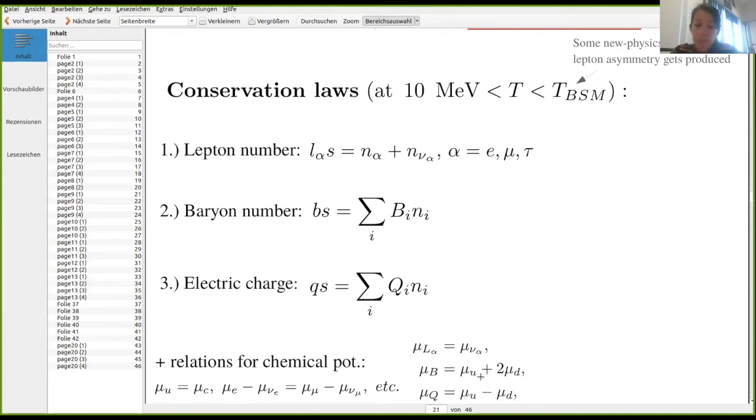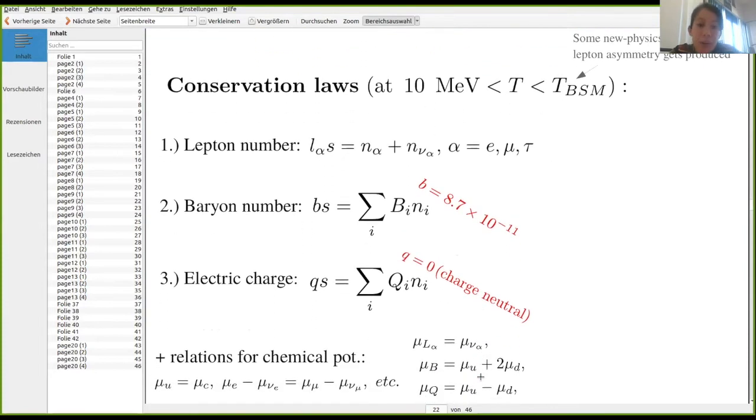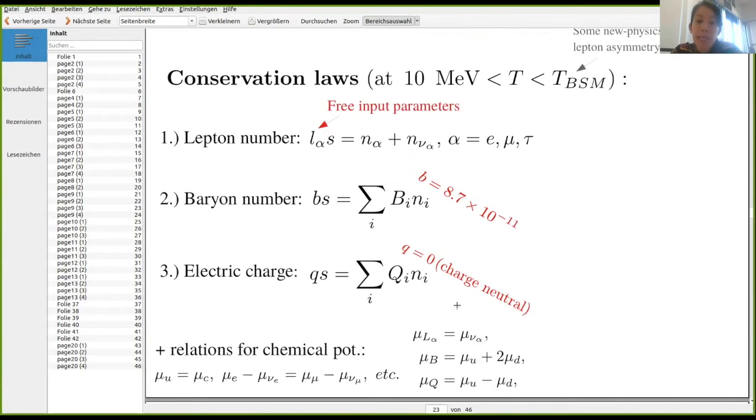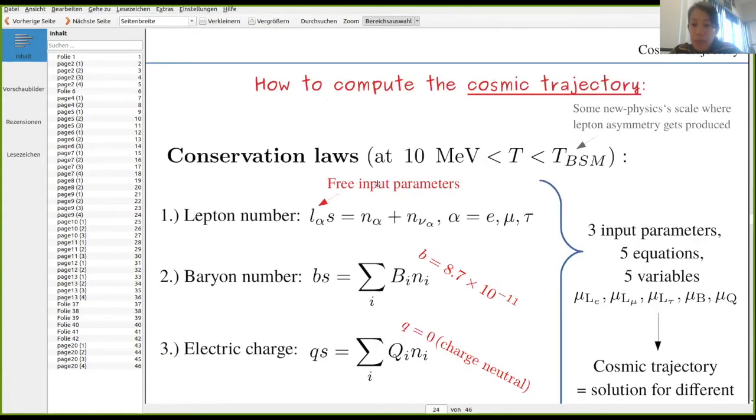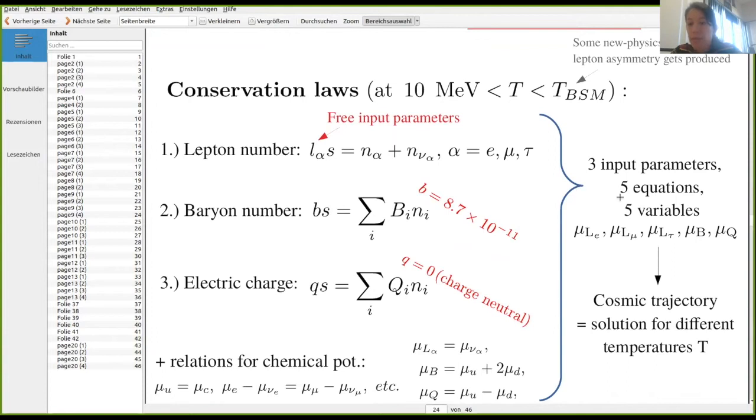equations here. And now it makes sense to assume again that our universe is charge neutral. So you can set Q equal to 0. This is a known quantity. The baryon number can also be fixed to what we know from the cosmic microwave background. And that means our only free parameters are the lepton flavor asymmetries that I will treat as free input parameters in the following. So just to sum up, we have 3 input parameters. We have 5 equations with 5 variables, the chemical potentials of the conserved charges. And if you solve this set of equations for different temperatures, you obtain the so-called cosmic trajectory.